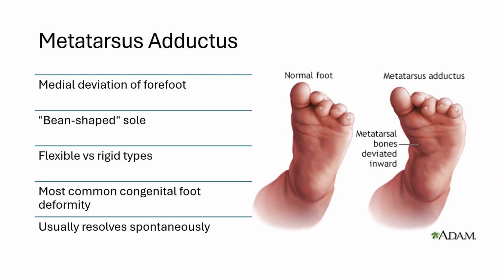Understanding the distinction between flexible and rigid types becomes crucial for your clinical approach. Flexible metatarsus adductus allows you to manually straighten the foot with gentle pressure, while rigid forms resist correction despite your efforts. This flexibility assessment determines both treatment needs and prognosis.